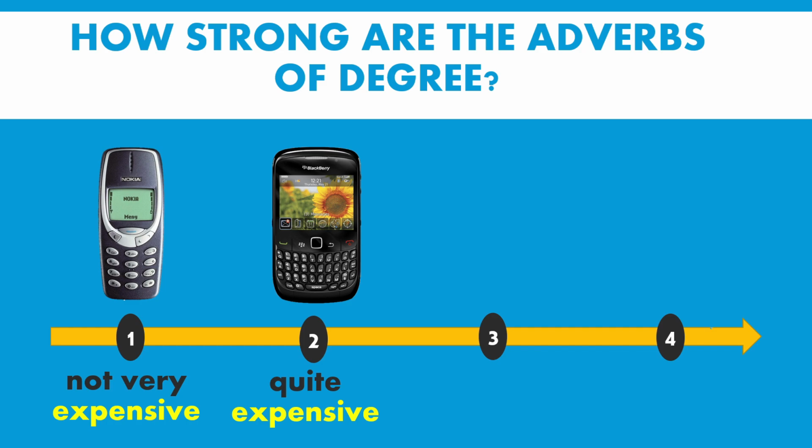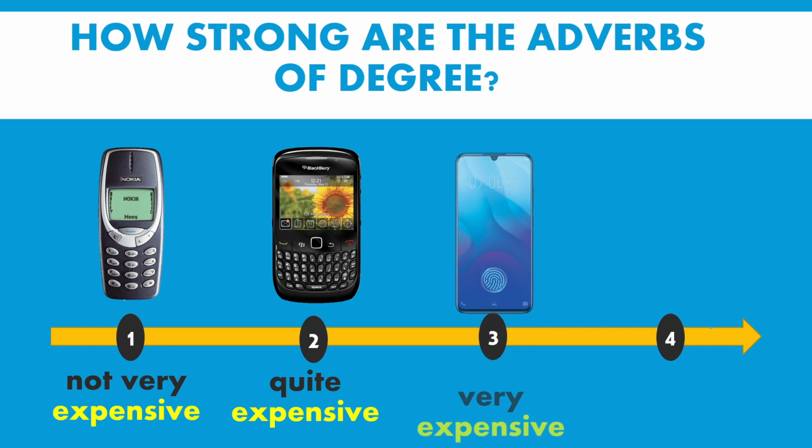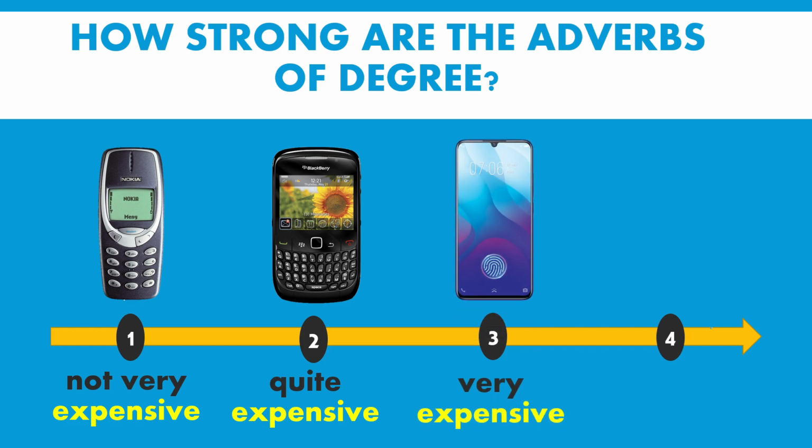Next, quite expensive. Quite expensive is slightly stronger than not very expensive. Let's say the Nokia 3310 is 100 ringgit. So a BlackBerry could be 1000 ringgit. So it's quite expensive, and slightly stronger than quite is very expensive. This is the Vivo X10. To buy a Vivo, it needs at least 1500 and above. So obviously it's very expensive compared to the BlackBerry and also the Nokia 3310. And you try to guess what is the most expensive phone here, which is really expensive.